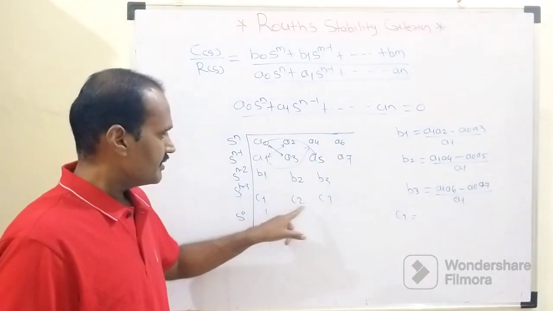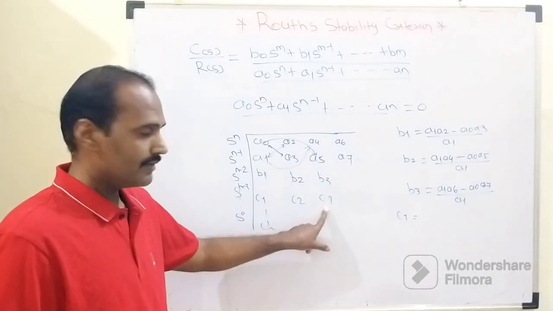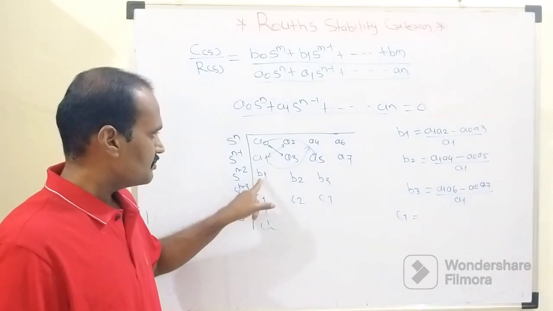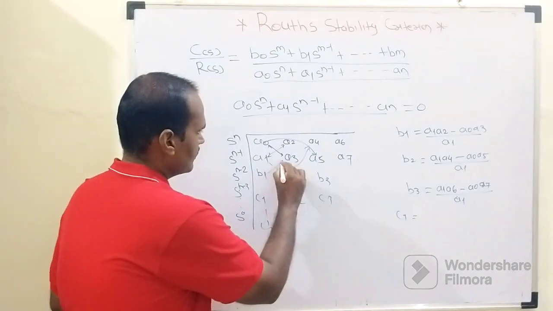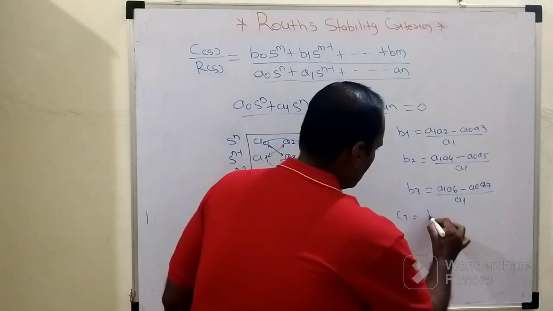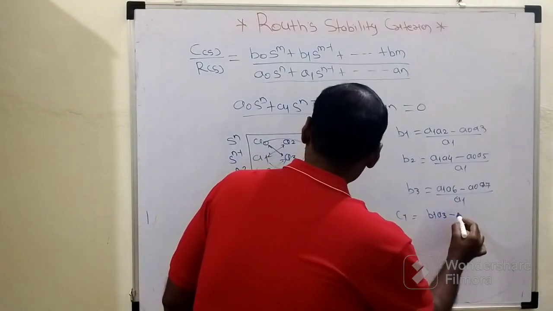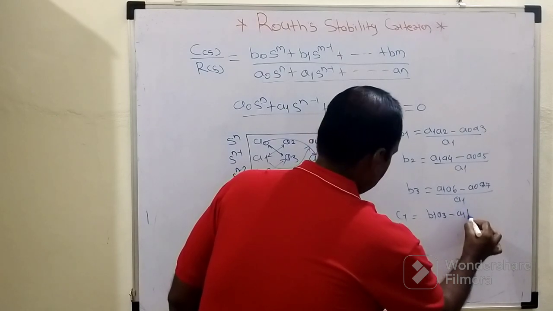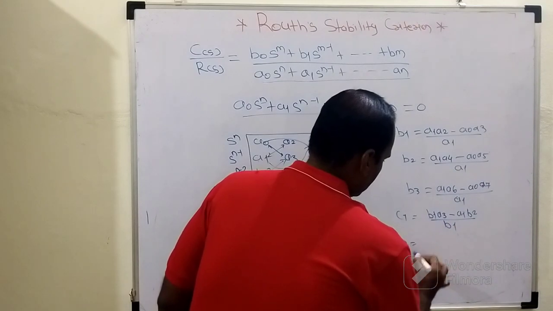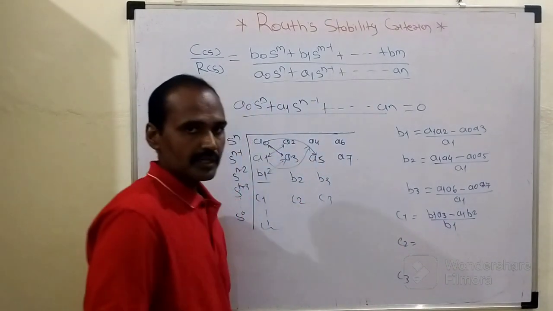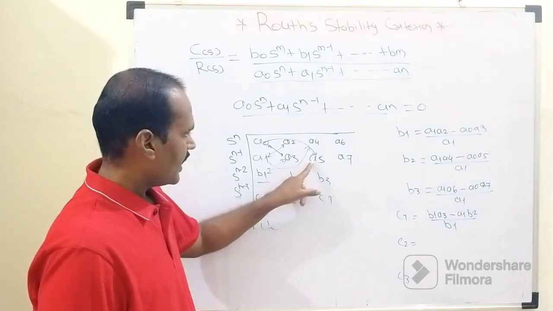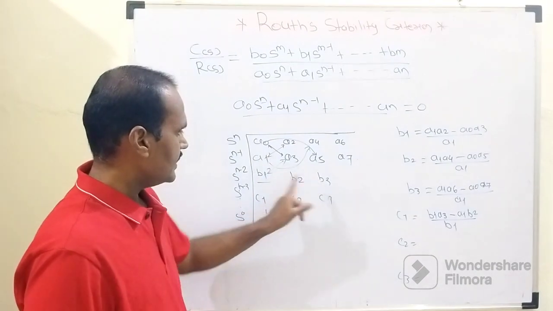now C1, C2, C3 are to be declared with the help of row number 2 and row number 3. So in order to tabulate this C1, this B1 will get multiplied with this A3 minus A1 times B2, divided by B1. So C1 equals B1 times A3 minus A1 times B2, divided by B1. Similarly, C2 and C3. How to tabulate this C2? In order to tabulate this C2, B1 times A5 minus A1 times B3, divided by B1.